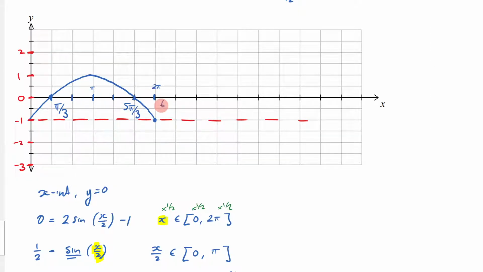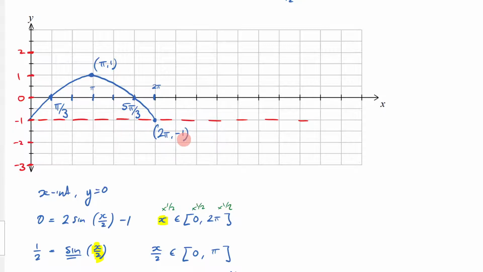This point here would be 6 pi on 3, right? Which is 2 pi. This point here would be 3 pi on 3. So I've spaced this out nicely so it all makes sense. This point here would be pi, 1. This point here is going to be 2 pi, negative 1.